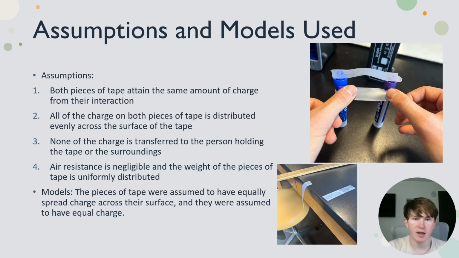So what assumptions and models did we use? Well, one assumption we used was that both pieces of tape attain the same amount of charge from their interaction. The second was that all of the charge on both pieces of tape is distributed evenly across the surface of the tape. The third was that none of the charge is transferred to the person holding the tape or its surroundings. And then the fourth was that air resistance is negligible. And then the models was basically just that the pieces of tape were assumed to have equally spread charge across their surface, and they were assumed to have total equal charge.